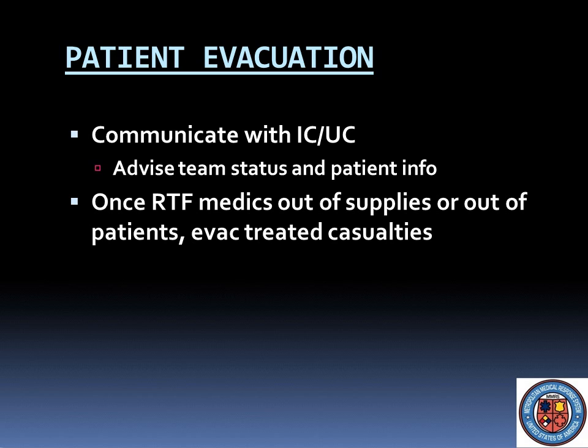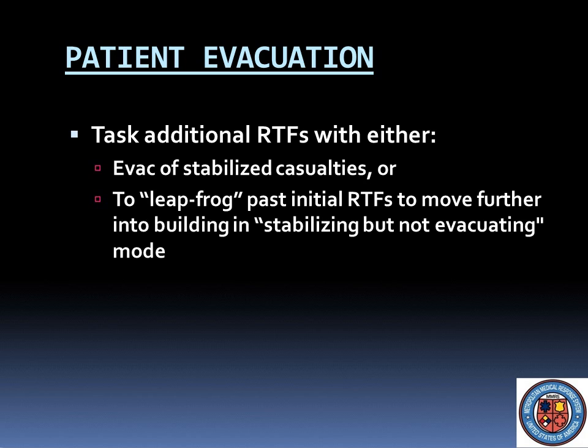In a true mass casualty, we would hope that we would have several RTF personnel responding so that multiple teams could be established. Once you have those additional RTFs, you need to task them appropriately. So if one RTF has already entered the building and encountered the first group of casualties, when the next RTF is available and makes entry, they could either be tasked with evacuation of the patients that have already been stabilized, or they could leapfrog past that initial RTF and continue the search and initial medical treatment of additional casualties.